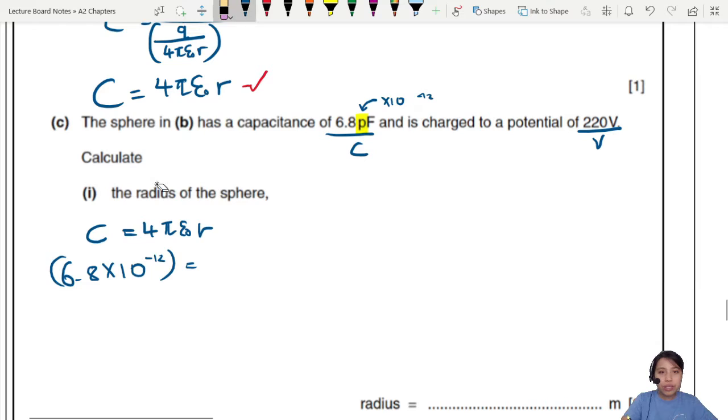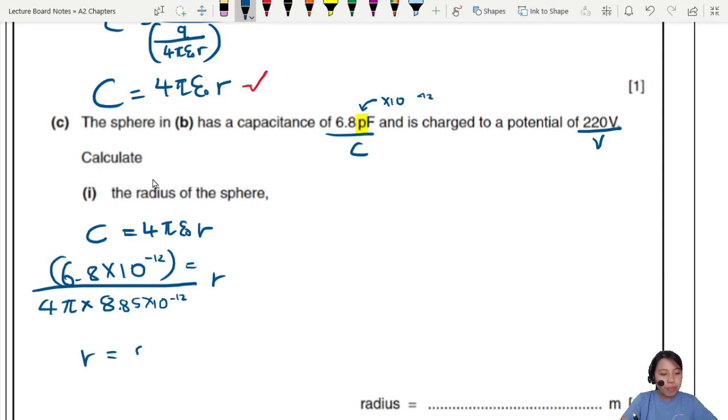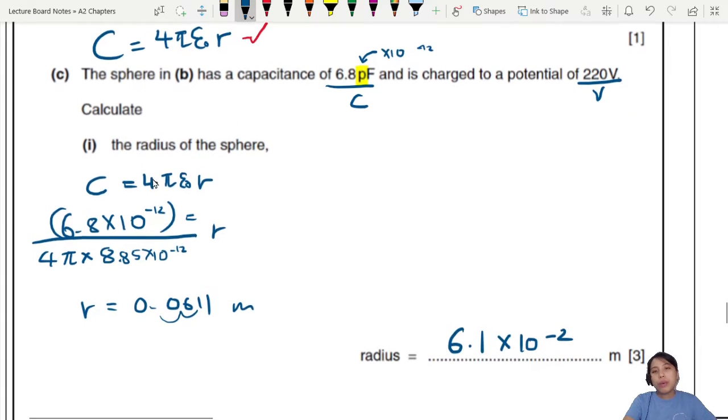So this will be times 10 to the negative 12 equals 4 pi epsilon naught R. Let me just divide. What is epsilon naught? Epsilon naught is a constant. You can find it in the calculator or the first page of every question paper. This is 8.85, or you can memorize it, I guess, times 10 to the negative 12, and this is your radius. So radius, about 0.0611 meters. I will write my answer in standard form, so 6.1 times 10 to the negative 2. Correct, right? Yeah, correct. Or 6.11 also can.